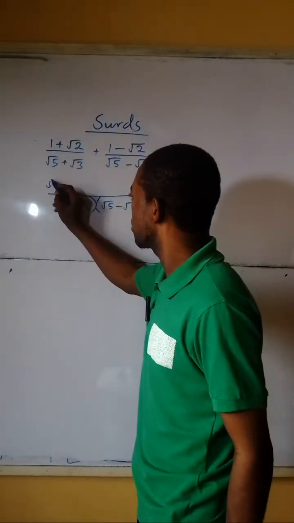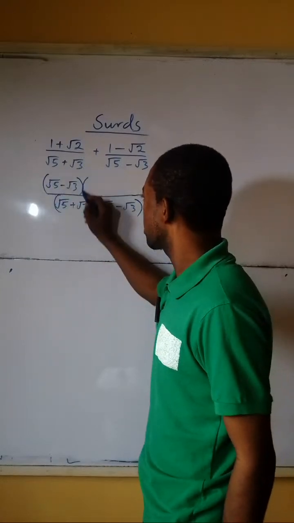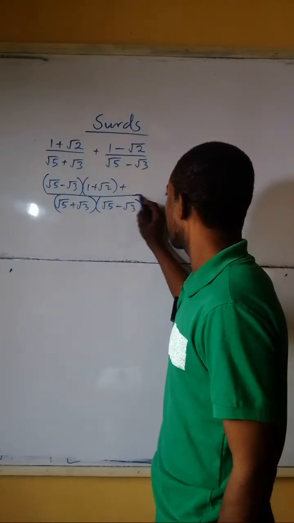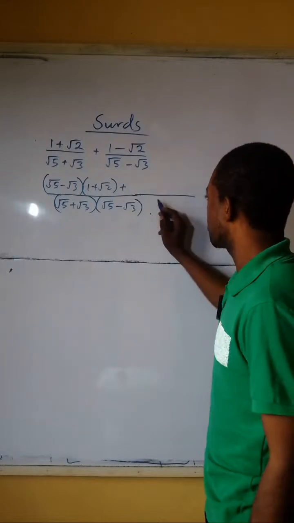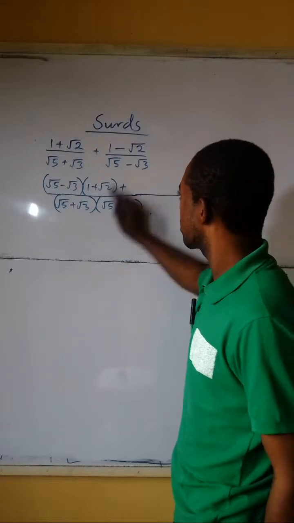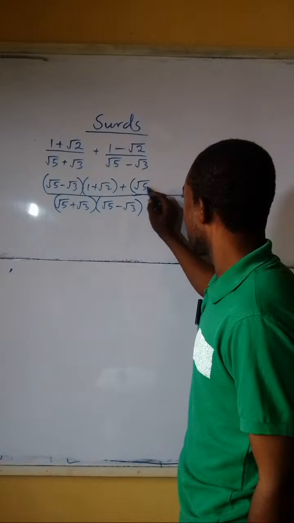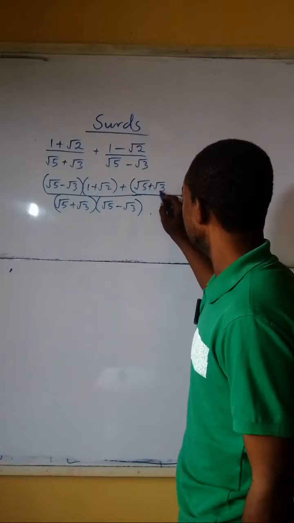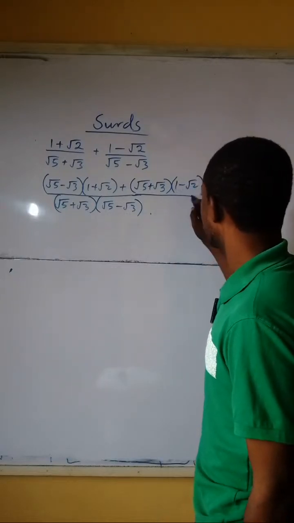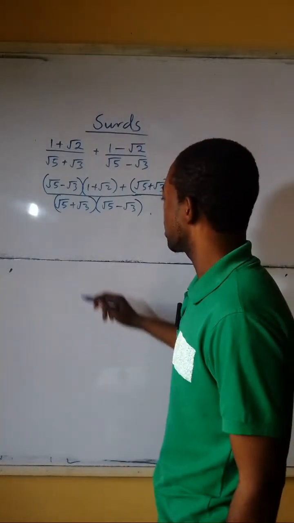So which implies here we have root 5 minus root 3, then into brackets 1 plus root 2 here. Then plus, also here, root 5 minus root 3 goes here, remaining root 5 plus root 3. And also root 5 plus root 3 multiplied by 1 minus root 2. So we now have root 5 plus root 3, then multiplied by 1 minus root 2 here. Then we can solve this further by expanding the brackets.